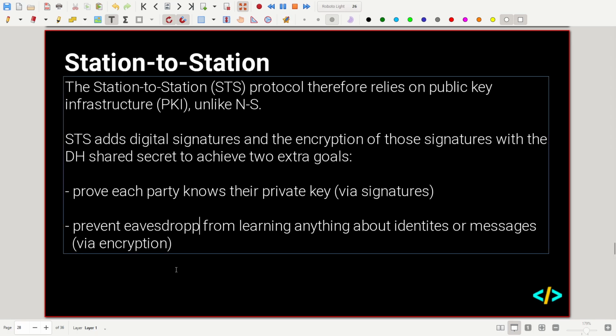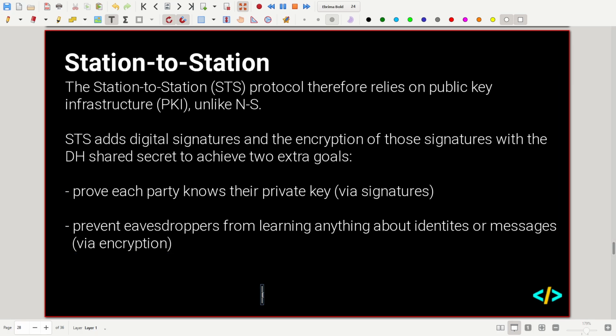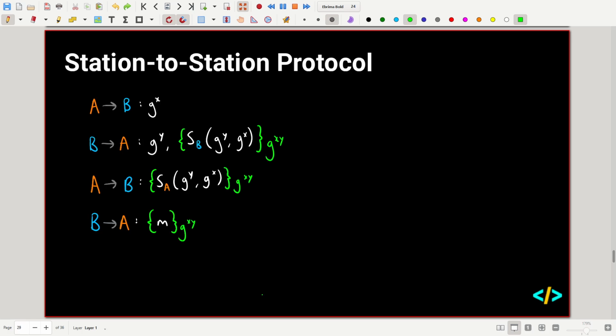We can prevent eavesdroppers from learning anything about identities or messages, and we can achieve that via encryption. So it builds on top of Diffie-Hellman, and it also builds to an extent on top of Needham-Schroeder. Now this is the actual protocol. So A sends G to the power of X to B. So this is very similar to our Diffie-Hellman. This is actually identical to the first step of Diffie-Hellman.